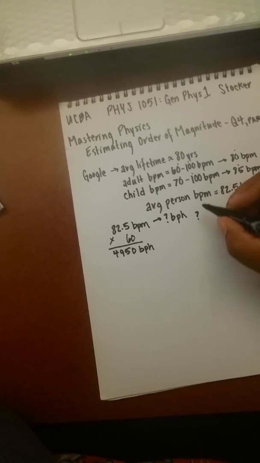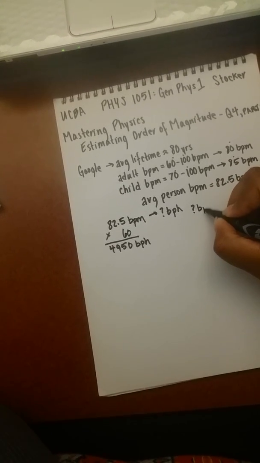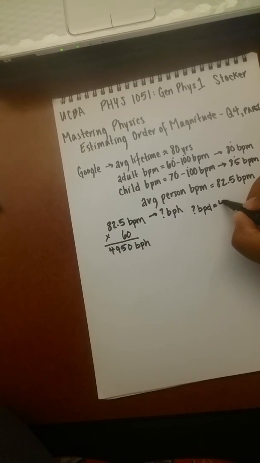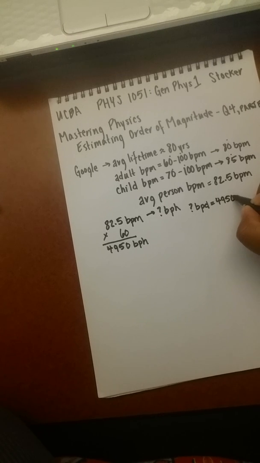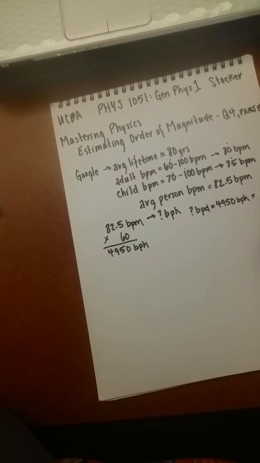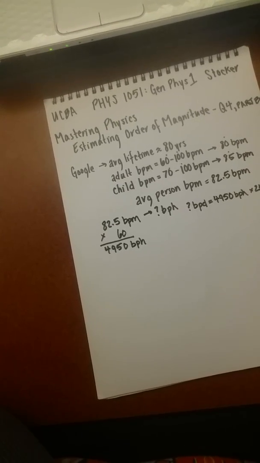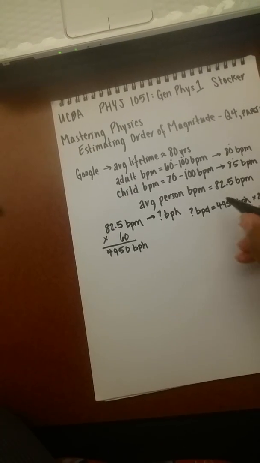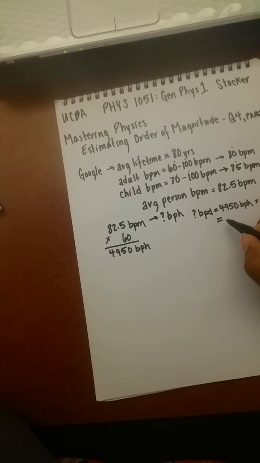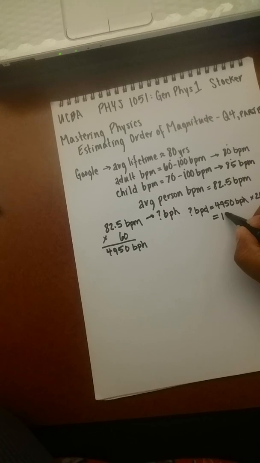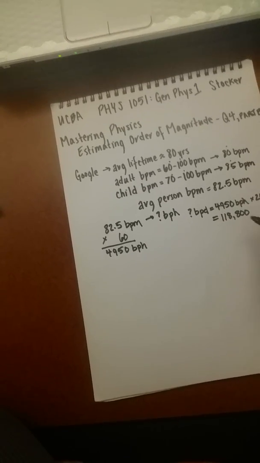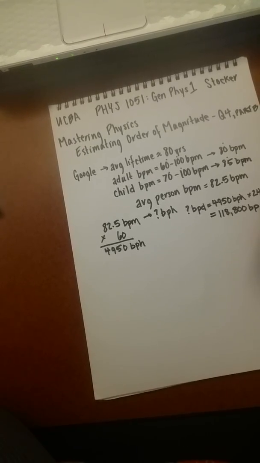And then I wanted to find out how many beats per day. So I took the 4,950 beats per hour and multiplied it by 24, since there are 24 hours in a day, to get 118,800 beats per day.